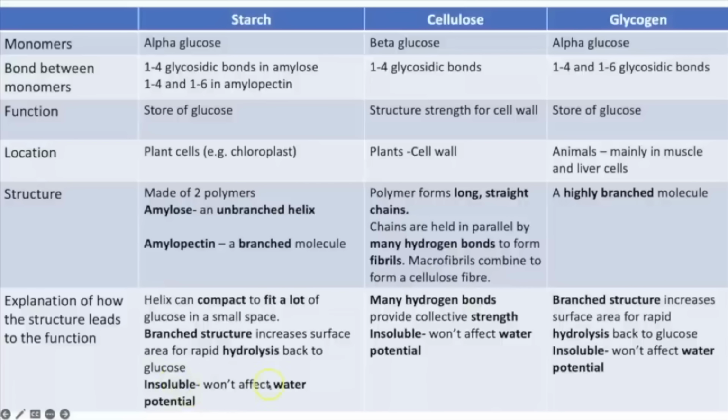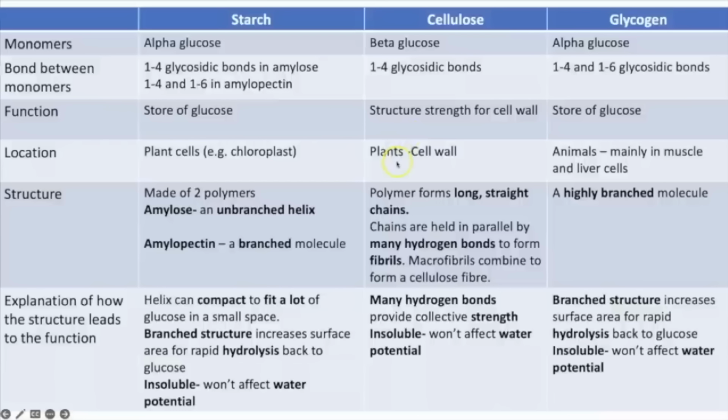them off, breaking the bond, and that glucose can then be used in respiration. The final one is actually the same for all three. Because it is so large, it's insoluble in water. And that means it can be stored within a cell and not affect osmosis. So it's not going to cause the cell to swell and burst. Cellulose is the next one.